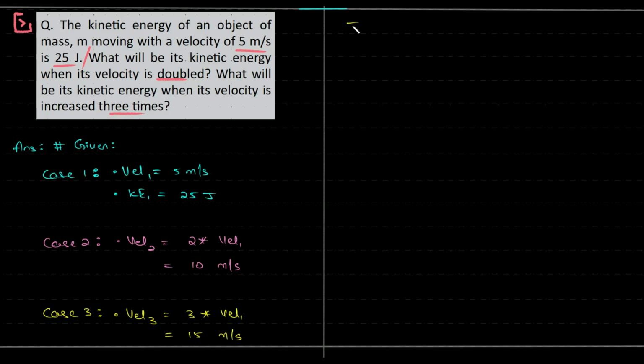Okay. And now the working. So what is it that we are going to make use of? We're going to make use of the formula half mv square, and that is equal to our kinetic energy. So how are we going to figure out the kinetic energy? Here there's nothing given. They just told, okay, for this particular velocity, this is your kinetic energy. But how will we make use of this? And what's the point of this? Let's move on to the next one.